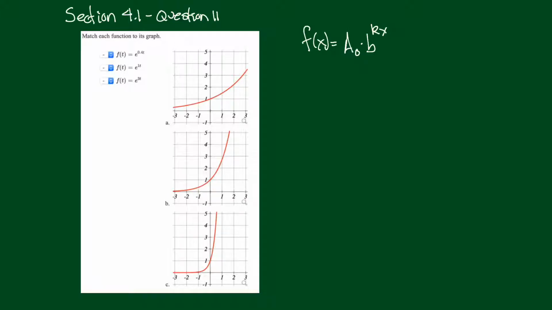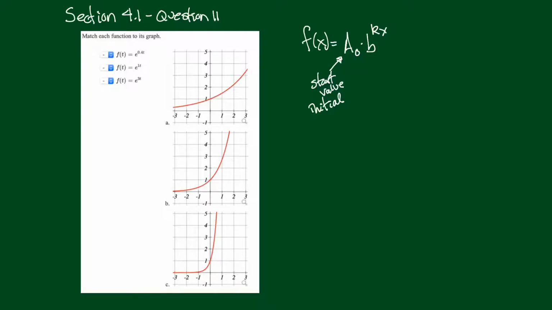Now, in each case here, a naught, that a sub 0, that's the start value. That's how many objects you start with, or the initial value, if you like. So at time 0, k times 0 is 0, b to the 0 is 1, 1 times a naught is a naught. So you start with this many, say, bacteria. At time 0, you start with that many bacteria.